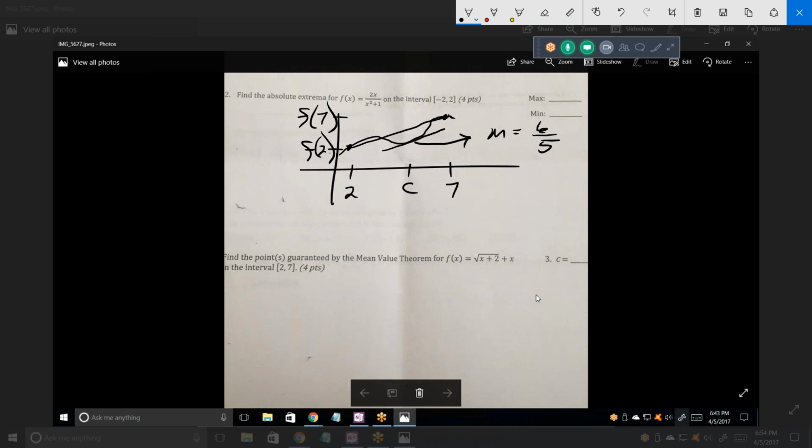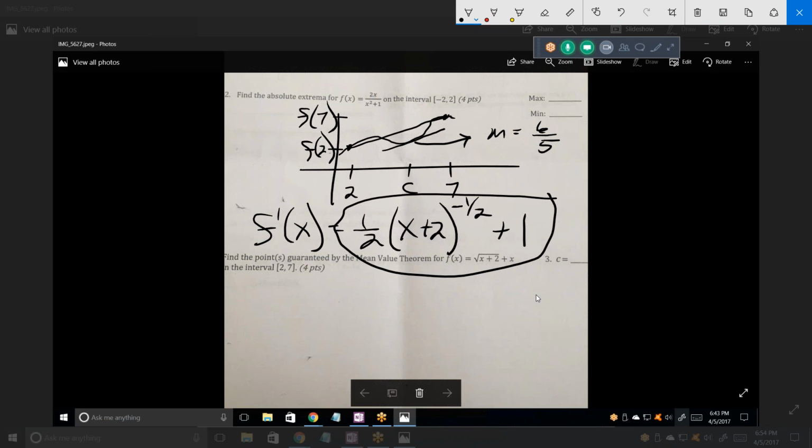Well, what's f prime of x for the bottom one? So it would be 1/2 times x plus 2 to the negative 1/2, plus 1. Okay. And that quantity is what I want to equal 6/5. Because remember what first derivatives are: slope. It's the slope of the tangent line. Well, I'm looking for a tangent line that has a slope of 6/5. Well, my slope of the tangent line is always this function.